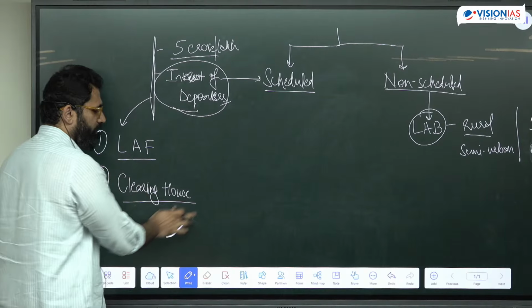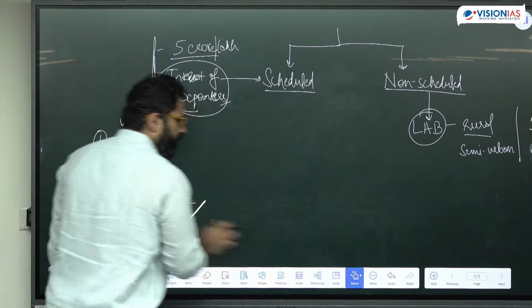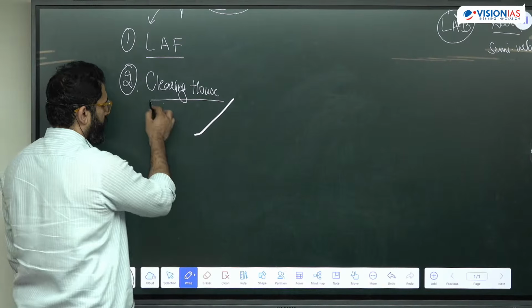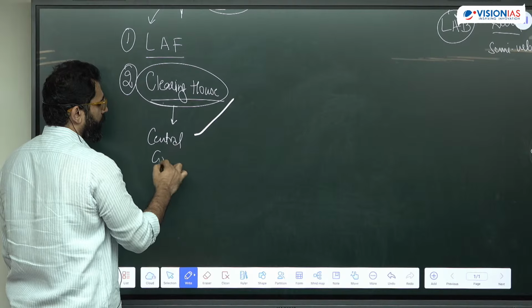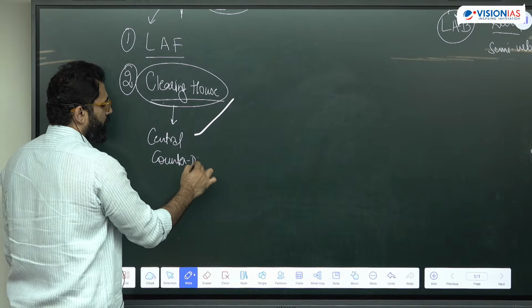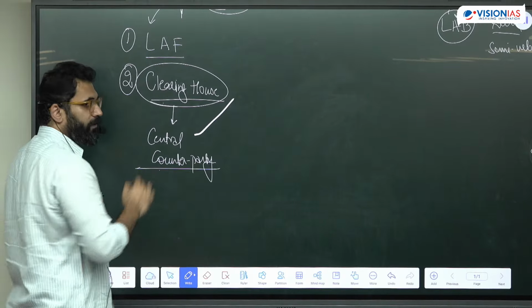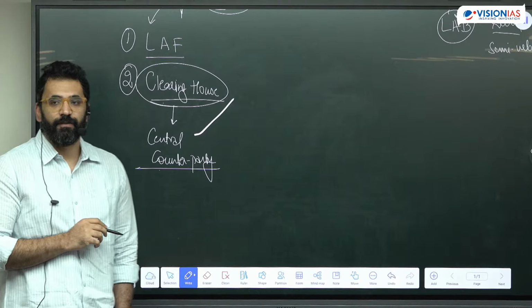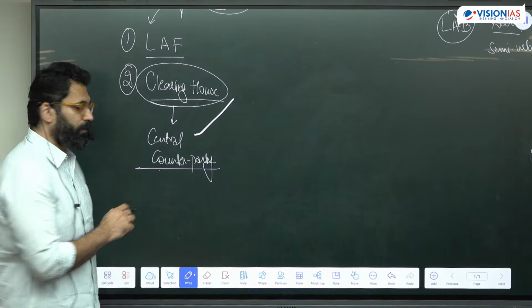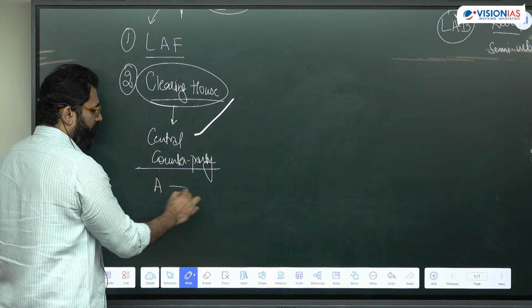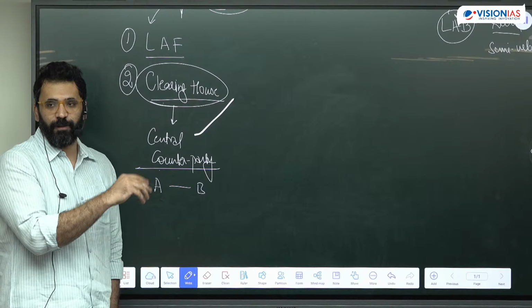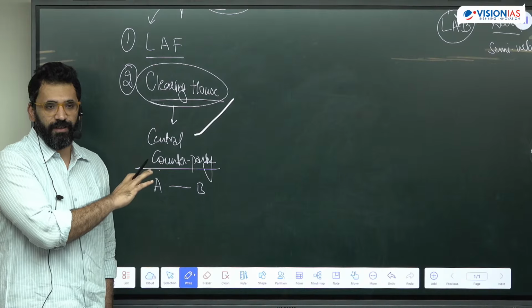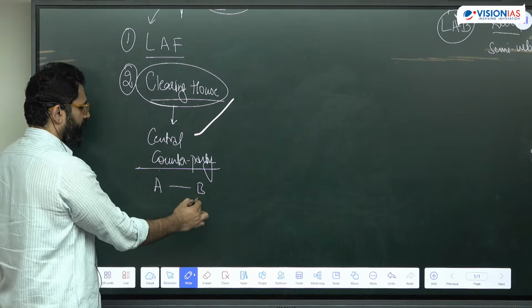What is a clearing house? Clearing house is the central counterparty. What is the meaning of the central counterparty? Whenever any particular transaction has to be settled, where A has to make a payment for B, how do we know that B is actually going to make the payment and the account is going to be settled in both ways? That means a very simple transaction.